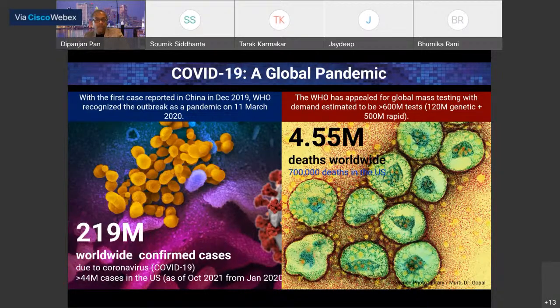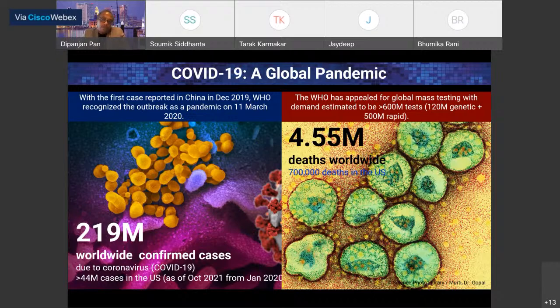This is two weeks old data, so it could be even more. And that's from January 2020. The total number of cases in the US alone is 44 million. The total number of deaths is nearly 5 million, and almost 700,000 deaths in the US.